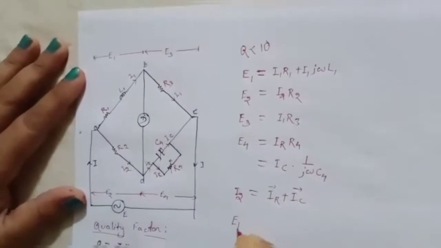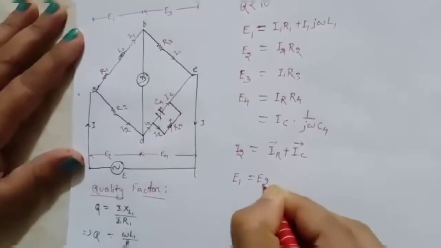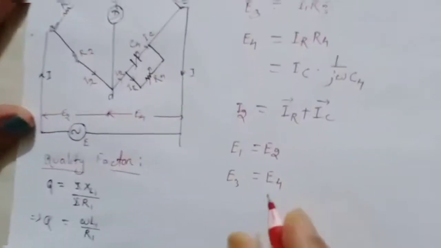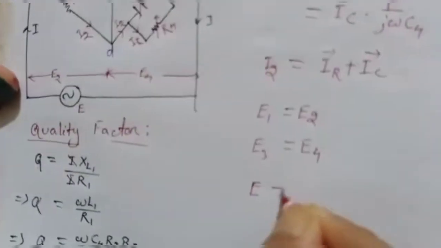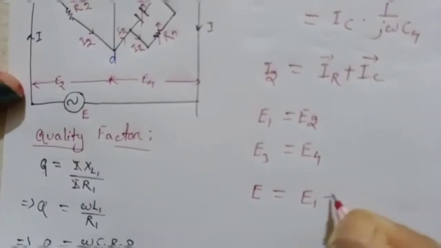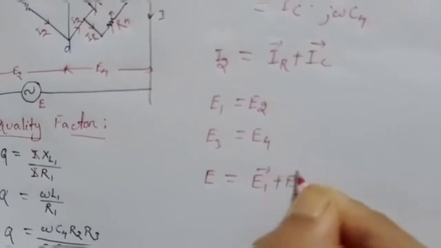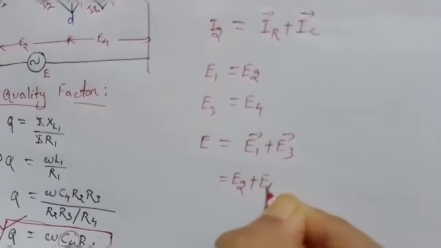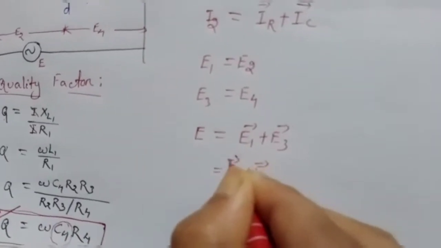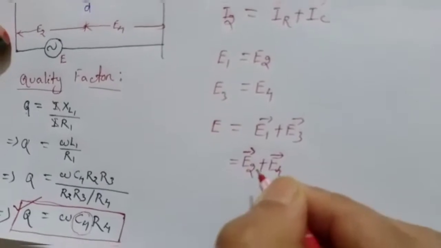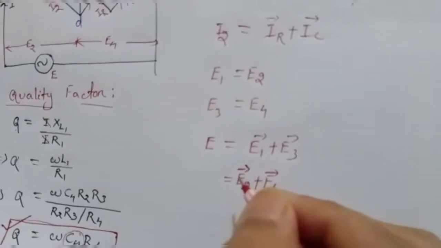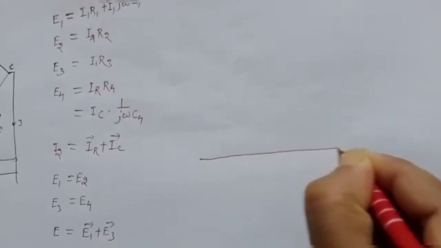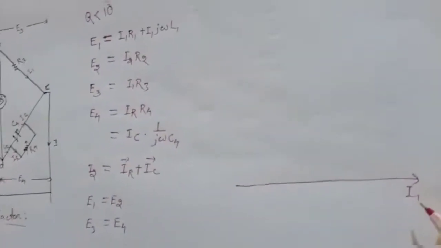Again, at balance condition, we know that E1 is equal to E2, E3 is equal to E4, and the total voltage E must be equal to the phasor sum of E1 and E3 or E2 plus E4. So this is the data we need to draw the phasor diagram of this bridge. So now start the phasor diagram here. So I am taking I1 as the reference.